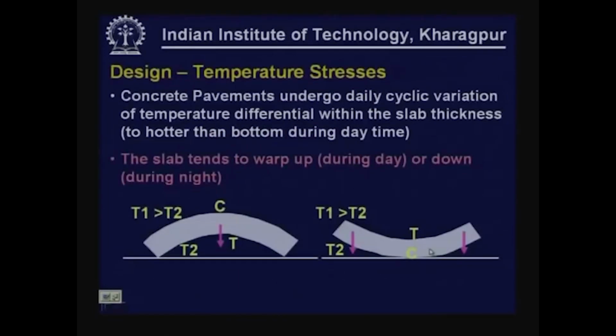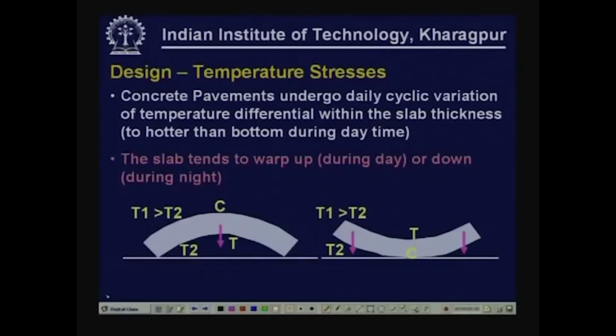IRC 58 also considers temperature stresses because of variation in temperature within the slab thickness. So, concrete pavements undergo daily cyclic variation of temperature differential within the slab. The top is usually hotter compared to the bottom during the daytime. So, the slab tends to warp up during the day or warp down during the night time. These two situations are depicted here.